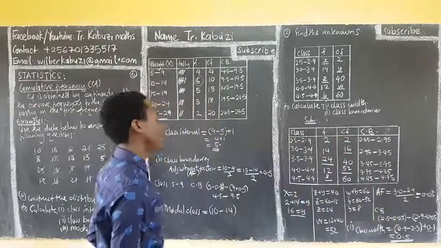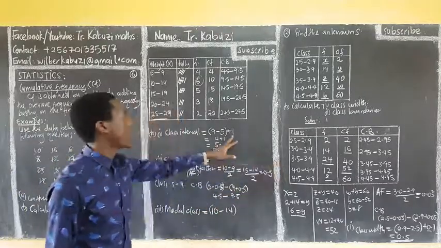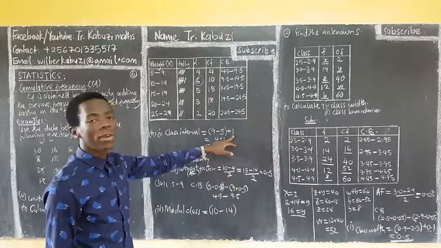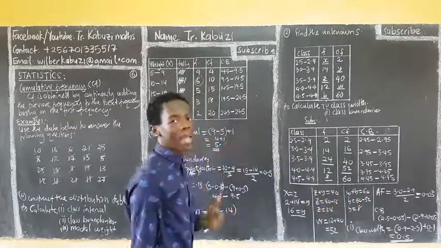So that's the difference between getting the class width with decimal places and without. Here we add one because it has no decimal place. Here it has one decimal place, so we divide the one by 10 to get 0.1.